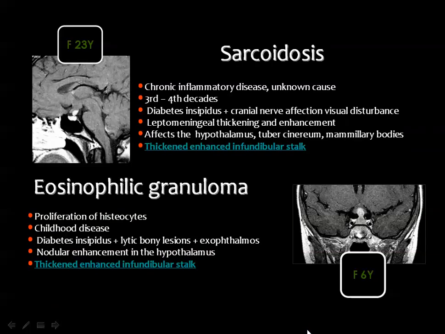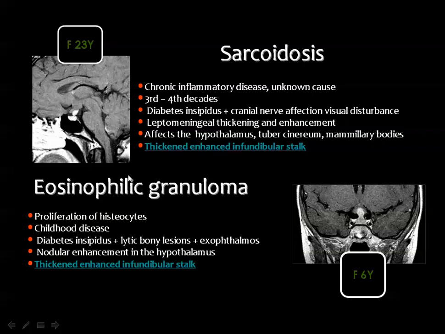Then what is the difference between sarcoid and eosinophilic granuloma? Sarcoid is a chronic inflammatory disease of unknown etiology. It usually presents in the third and fourth decades of life. It may be associated with diabetes insipidus and cranial nerve affection. There is thickening and enhancement of the infundibular stalk. It may also affect the hypothalamus, the tuber cinereum, and the mammillary bodies.